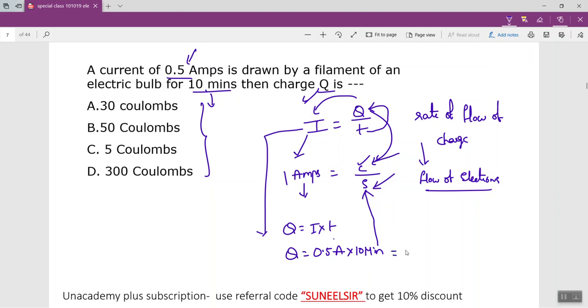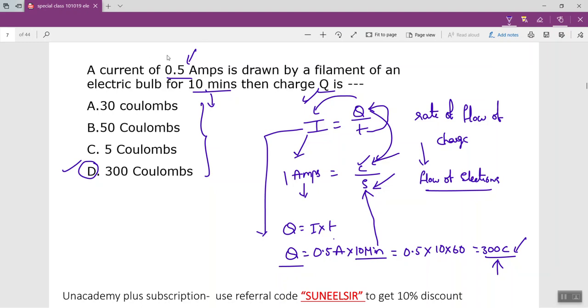So 0.5 into 10 minutes. We know very well 1 minute is equal to 60 seconds, that is 10 into 60 seconds, which is 600 seconds. Then 600 into 0.5 is 300 coulombs. So we got the charge as 300 coulombs. Option D is the correct answer.